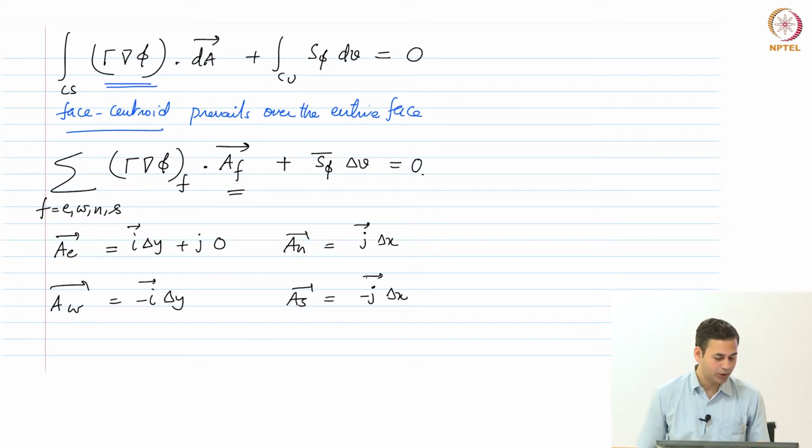Now, what about delta V? We have delta V, which is the volume of the cell in 2 dimensions. This would be delta x times delta y times 1. It is anyway a 2-dimensional problem.